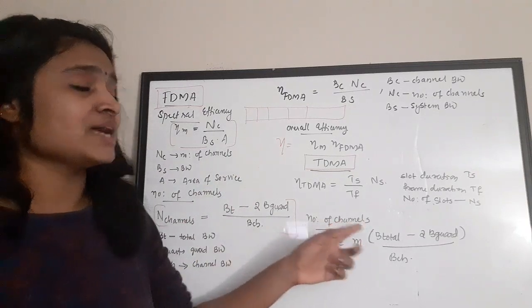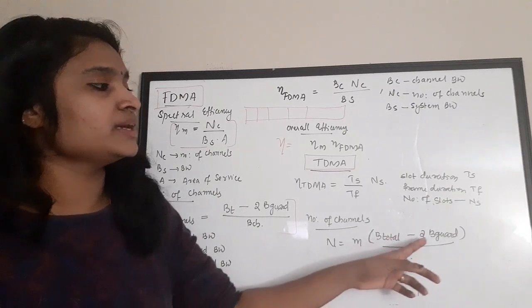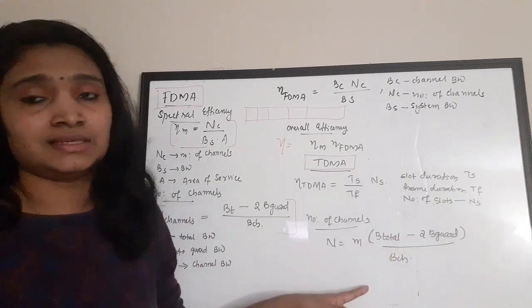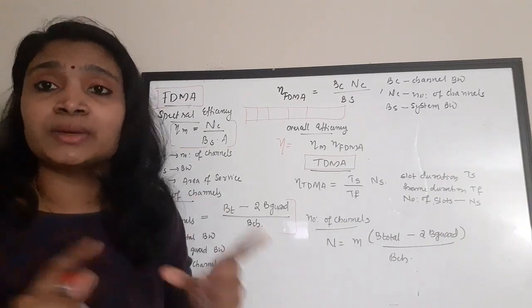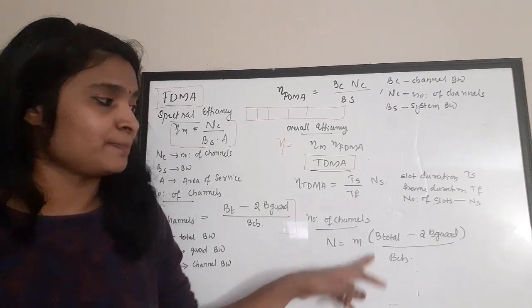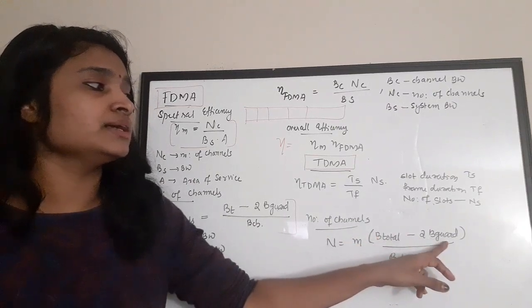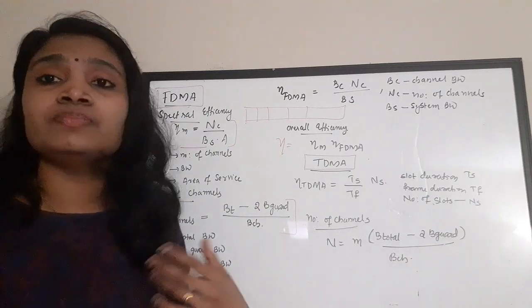Next, the number of channels for a TDMA system is N equal to M into B total minus 2 B guard by BCH, where M is the number of users allowed in that particular TDMA system. That is, the maximum number of users allowed is M. B total is the total bandwidth, B guard is the guard bandwidth, and BCH is the channel bandwidth.